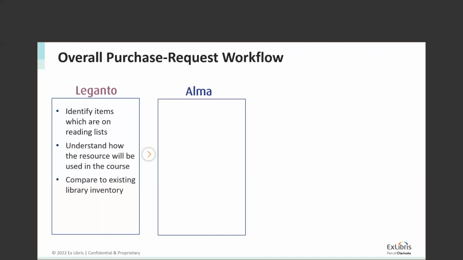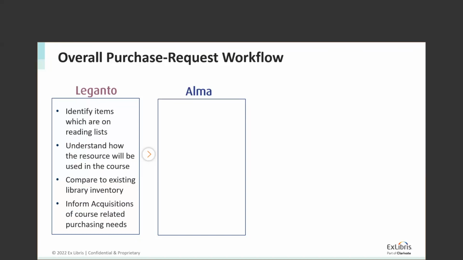The other thing that Leganto does is automatically include the details of your existing library inventory. So everybody can see, of this citation that the instructor has added, you already have 3 physical copies or whatever it may be. And then this last piece is really the shift toward the end of the workflow. From Leganto, the instructor could potentially inform the acquisitions team of a course-related purchasing need.